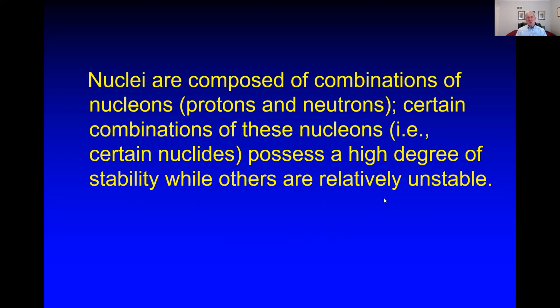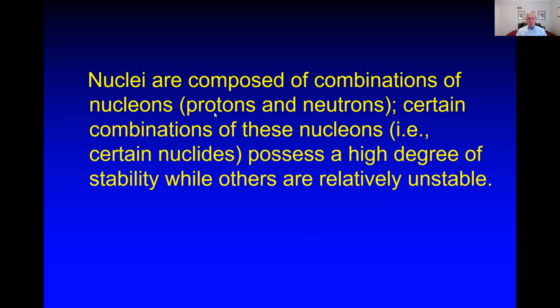For example, you could say potassium-40 is almost stable because the half-life is 1.3 billion years. You could say technetium is very unstable because the half-life is 6 hours. Okay, so that kind of qualifies it a little bit, but still, they're all radioactive.